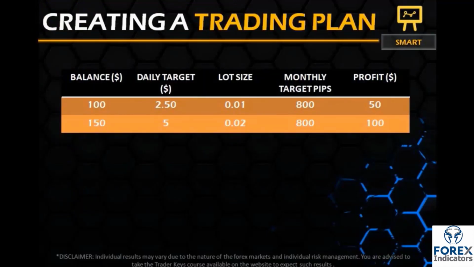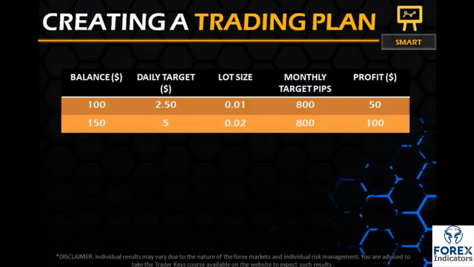So now we get right into the real thing. Creating a trading plan. Remember, we use SMART. So this is an example of a SMART trading plan. Let's say we start with a balance of $100. We have a daily target of $2.50, and we use 0.01 as a lot size because that's our money management right there. That's risk management right there.